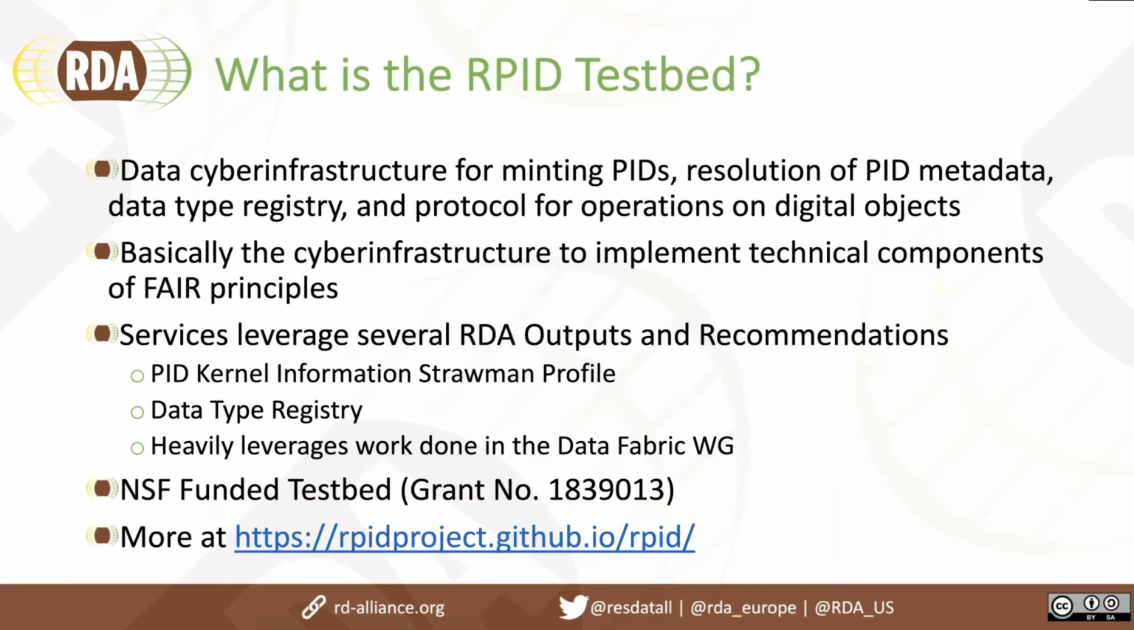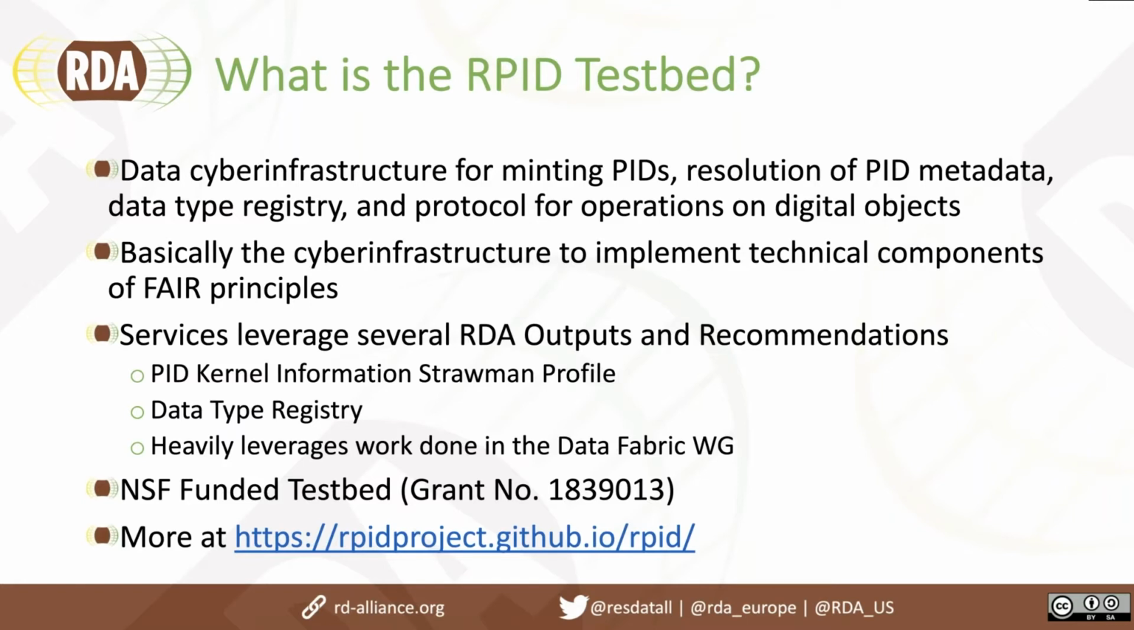The RAPID testbed itself really came from work done within the Data Fabric Working Group of RDA. It's a cyberinfrastructure for minting PIDs and resolving those PIDs. It includes a data type registry for describing the metadata, and a protocol called the Digital Object Interface Protocol for doing operations based on those digital objects and the metadata that is captured there. So basically, this is a cyberinfrastructure to implement the technical components of the FAIR principles, or some of the technical components of the FAIR principles. And it leverages several RDA outputs and recommendations.